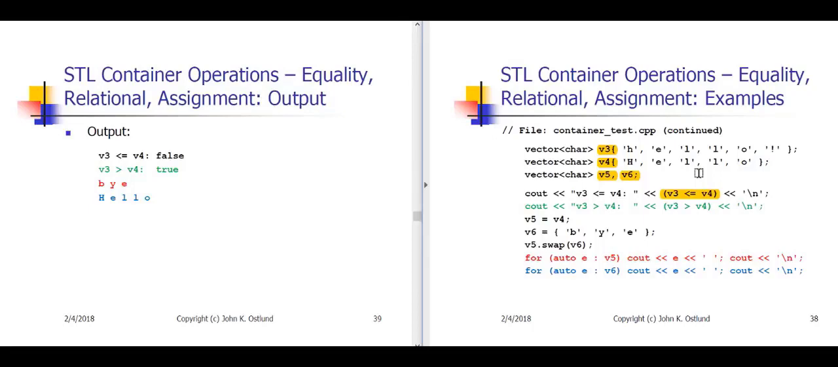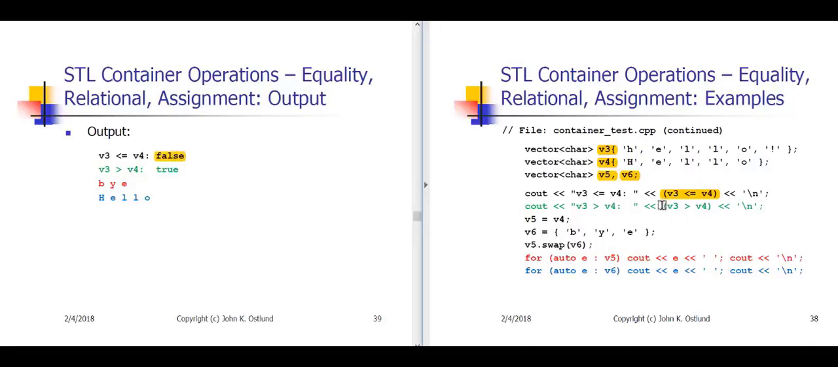So the first thing that happens here is that the element little h in v3 is compared to the element capital H in v4, and it turns out in the ASCII character set, as you may have memorized by now, that all capital letters have lower values than all lowercase letters. So our test for less than or equal to fails immediately. Little h is greater than capital H, and so the output produced here is false.